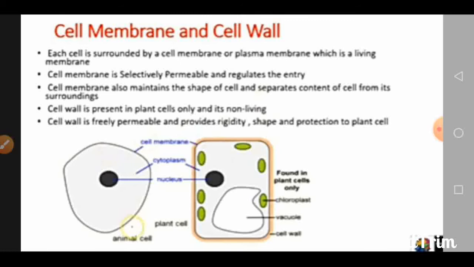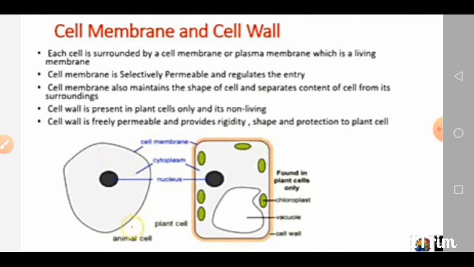The cell membrane gives entry to some things and no entry to some things. It can give entry to anything and restricted entry to anything. So it will regulate the entry. This is its function: the cell membrane will regulate the entry. This is also one function of the cell membrane.